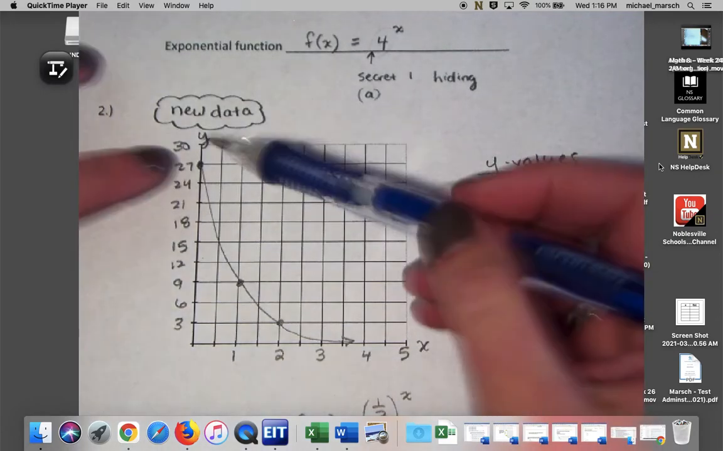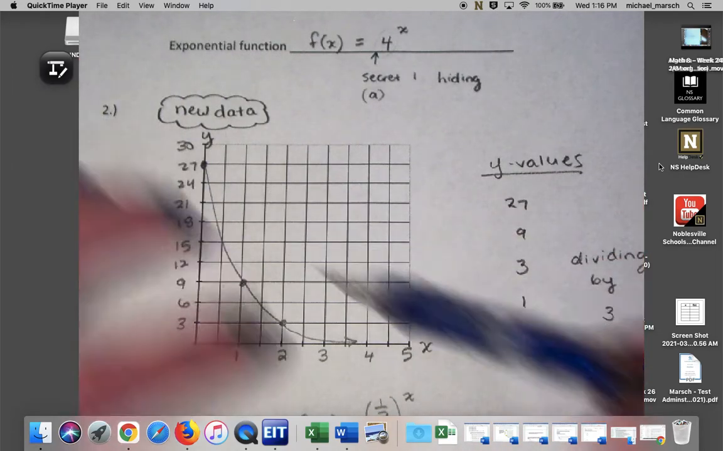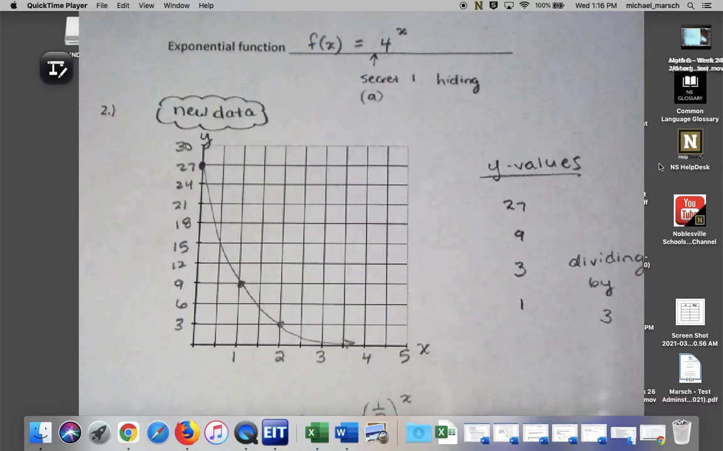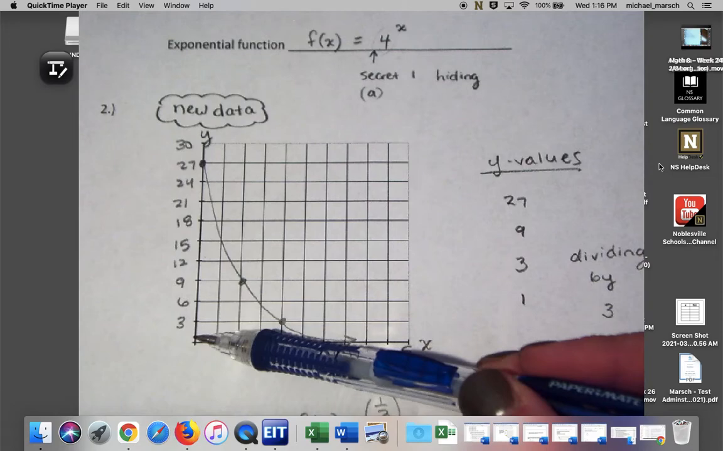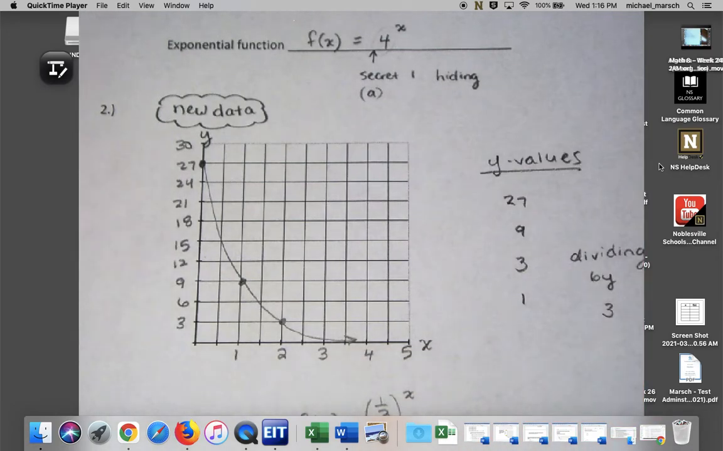What if each of these was like, say, 125, 25, 5? What would my rule be? Divide by 5. Divide 1/5. Yep, that would be my b value. What if it was 2, 4, 8, 16? What would my b value be? 32, 64. Multiply by 2. Multiplied by 2. So it would be f of x equals 2 to the x power.